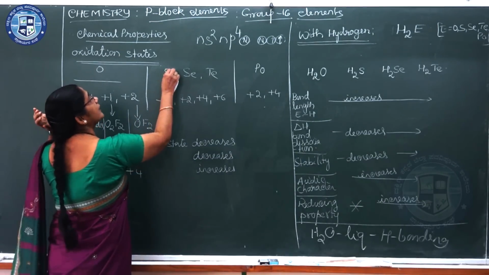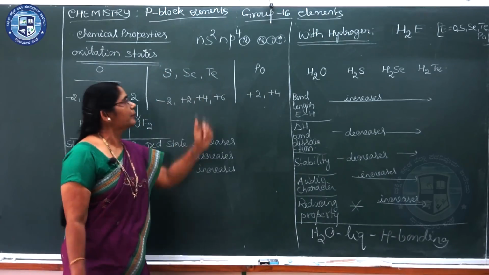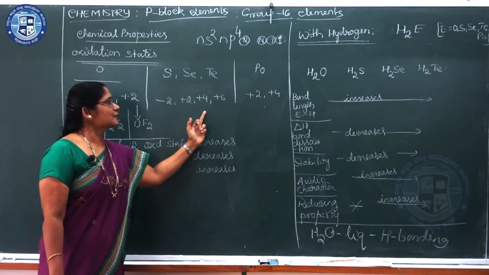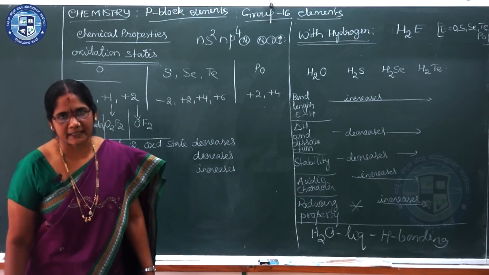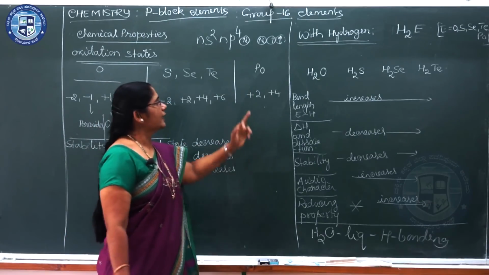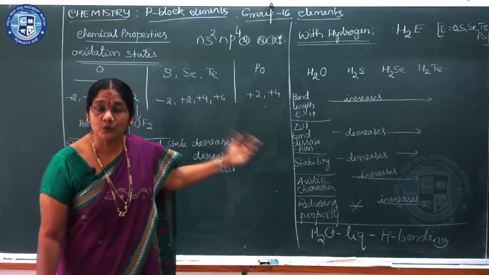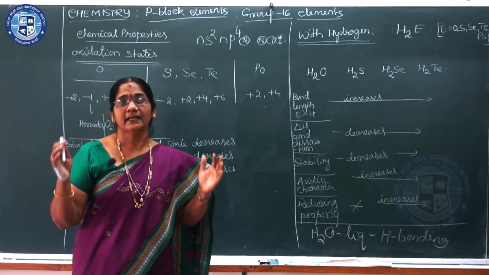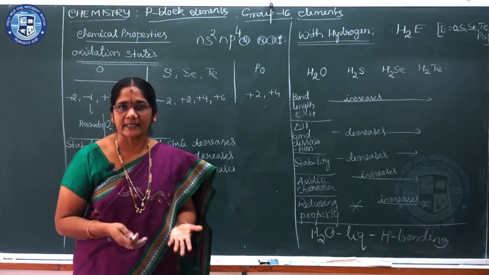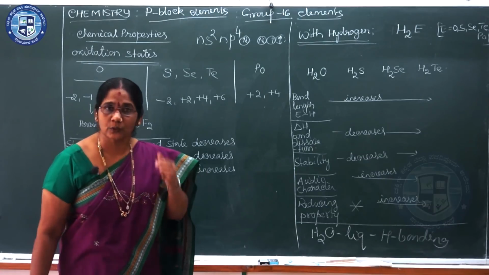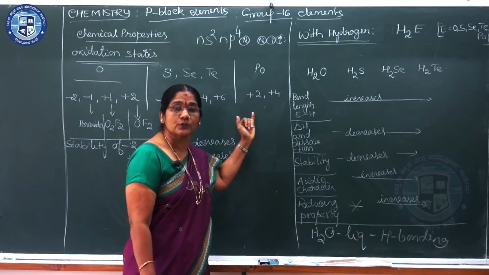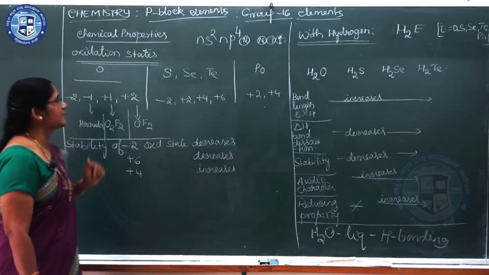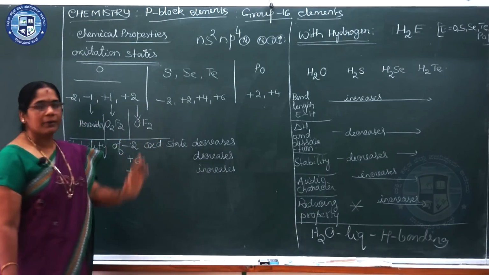Then coming to the next 3 elements, sulfur, selenium and tellurium, they normally exhibit -2, +2, +4 and +6 oxidation states. And polonium does not exhibit -2 oxidation state because it is a metal, and due to its large size it cannot accept the electrons easily. It shows only +2 and +4 oxidation states. +6 is not present. I will give you the reason now. So these are the common oxidation states.